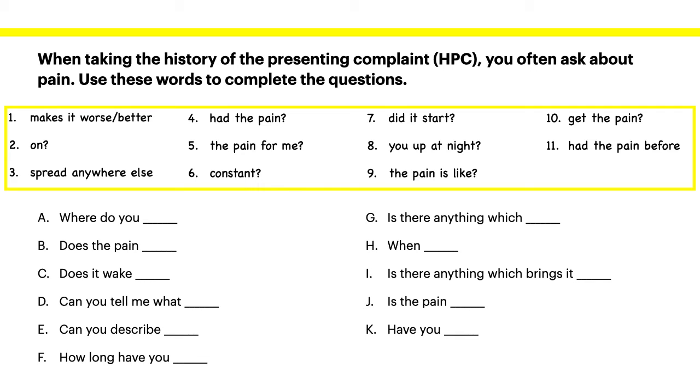Number 8, you up at night? Number 9, the pain is like? And number 10, get the pain? And finally, had the pain before? So you have to put those words into the correct question. So question A, where do you? The correct answer would be, where do you get the pain? Number 10. So pause the video now and see if you can connect those sentences together.